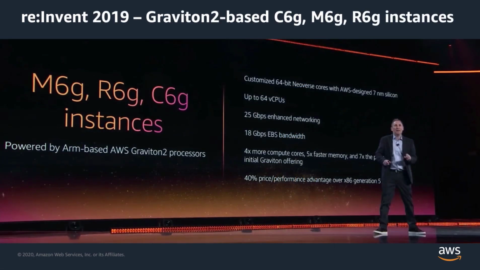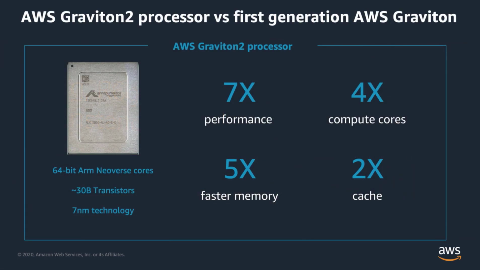So here's Andy on stage again at reInvent 2019, introducing the AWS Graviton2 processor and the C6G, M6G, and R6G instances that processor powers. And that's where we'll go into this in much more detail. So the Graviton2 processors, if you compare them to that first generation I mentioned before, they offer 7x the performance. They've got 4 times the number of compute cores, 5x faster memory, double the size of caches. And this is a picture of the chip here on the left. And there's 30 billion transistors, and this is built on a leading edge 7 nanometer technology.